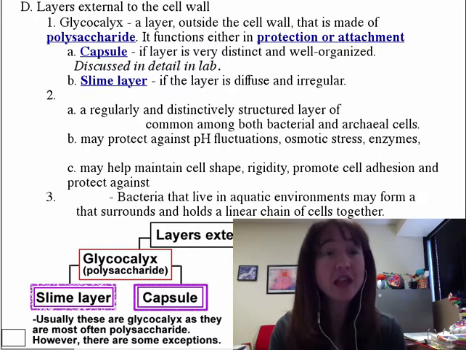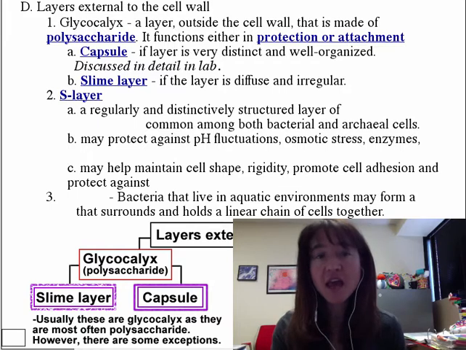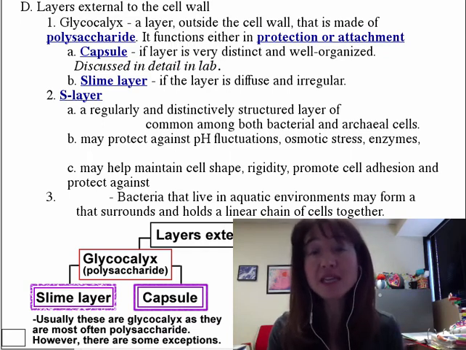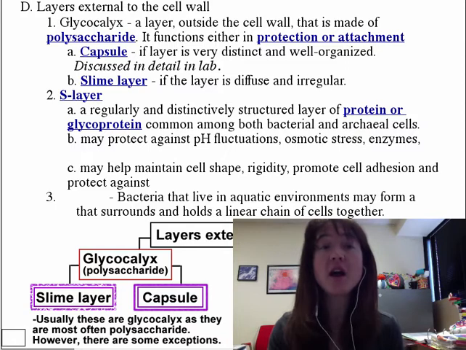Another external layer that we sometimes see, different from a glycocalyx, is an S layer. The thing that makes an S layer different is twofold. One, it's the nature of the molecules making it up. That is, it tends to be protein rather than carb.